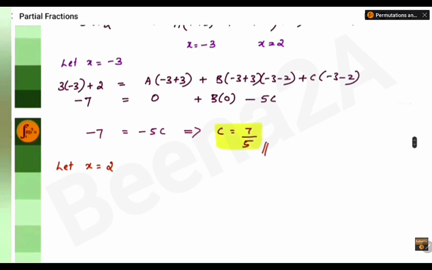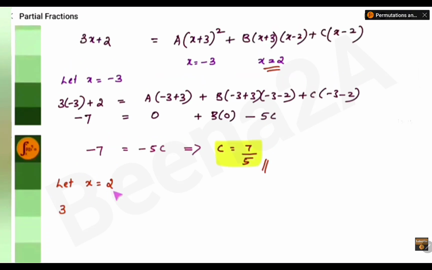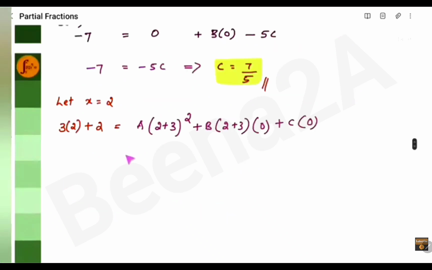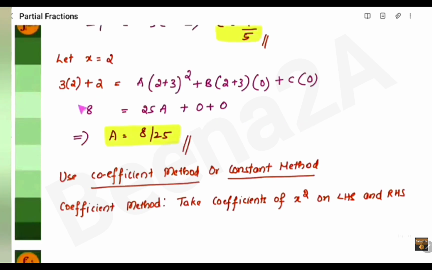Now let's put x is equal to 2, this one, right? When we put x is equal to 2, we'll get 3 into 2 plus 2 is equal to a into (2 plus 3) the whole square plus b into, so we'll get 25a plus 0 plus 0 is 8, which means a is equal to 8 by 25. So now on substituting x is equal to 2, we'll get a is equal to 8 by 25.